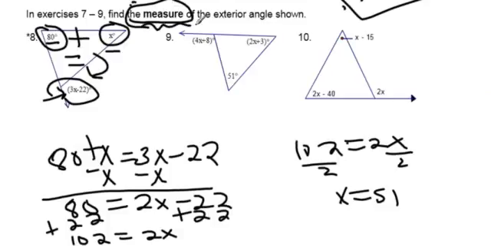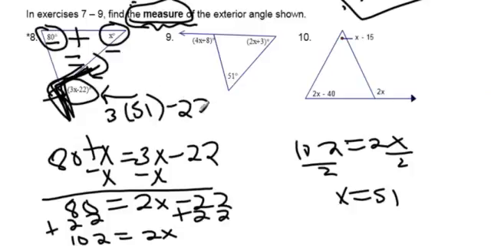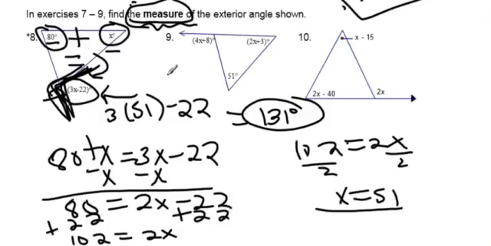After I find x, I have to find the measure of the exterior angle. The exterior angle is one that's outside of the triangle. So I plug x back in. 3 times 51 minus 22. Put that in my calculator. I get 131 degrees. So on number 9 and 10, don't just find the x, plug it in to the exterior angle as well.